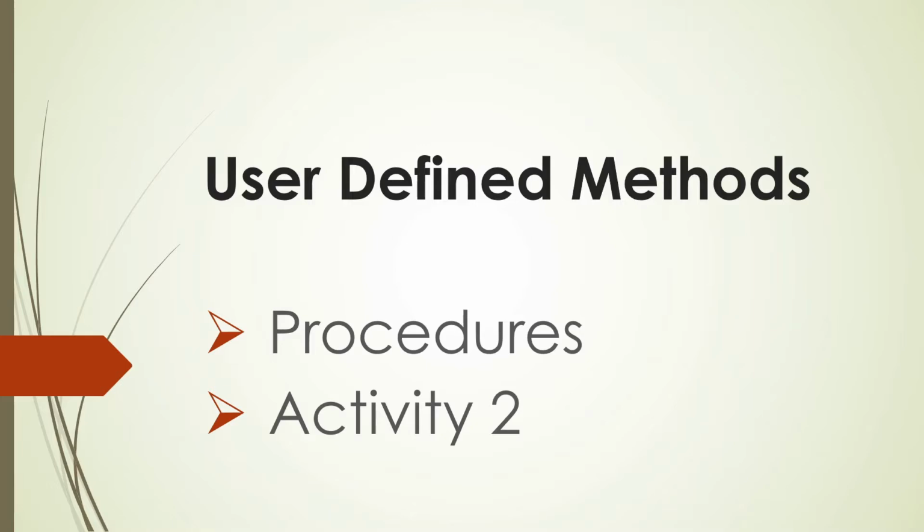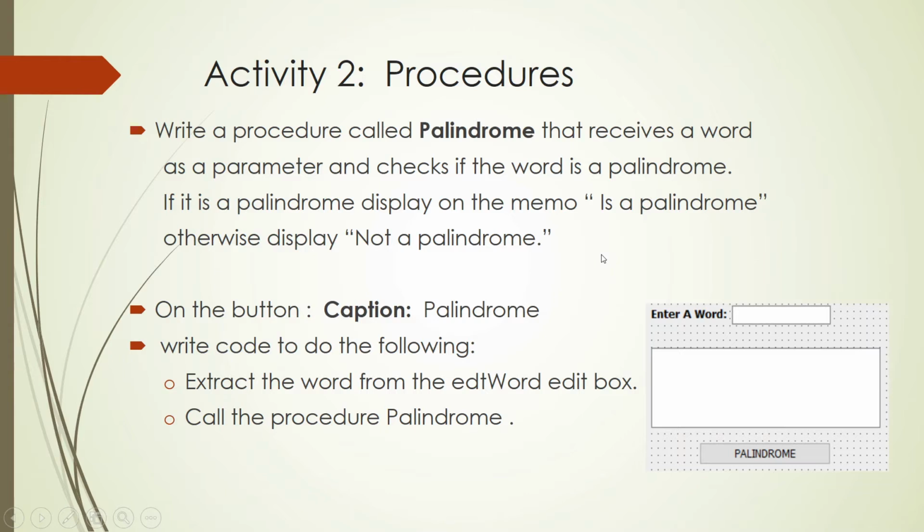Today we're going to be looking at an activity on procedures. The activity entails: write a procedure called palindrome that receives a word as a parameter and checks if the word is a palindrome. If it is a palindrome, your program must display on the memo is a palindrome. Otherwise, display not a palindrome. On the T button, your caption should be palindrome.